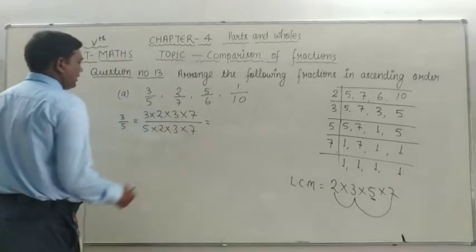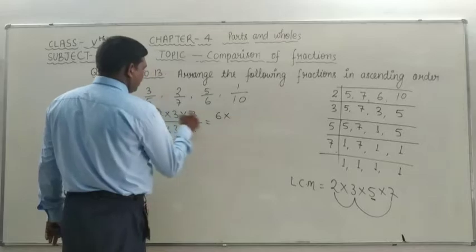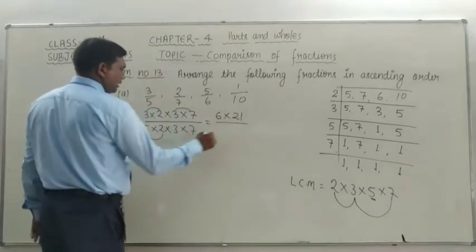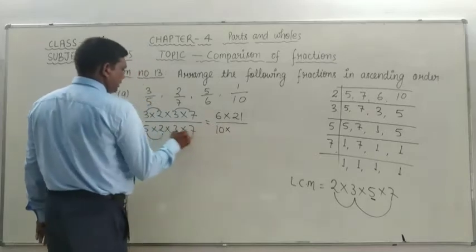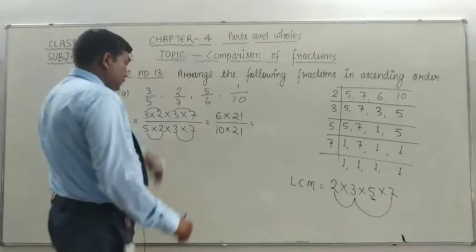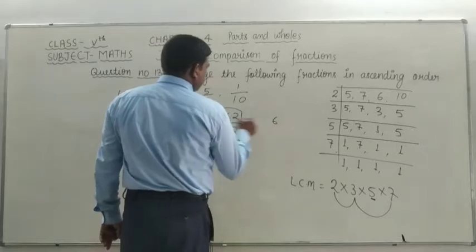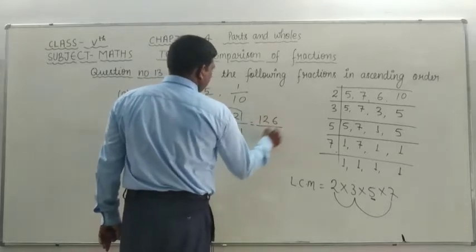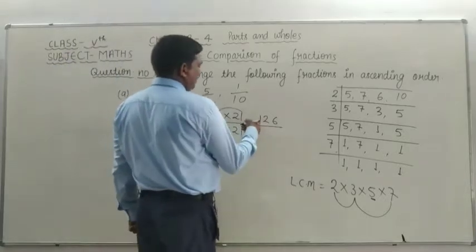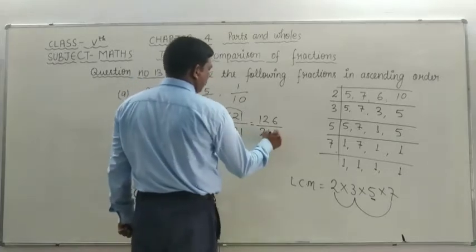After multiplying these we get 3 2s are 6 into 3 7s are 21, total upon 5 2s are 10 into 3 7s are 21. Okay, understand? After multiplying these we get 6 1s are 6, 6 2s are 12, 126. After multiplying these we get 126 and 21 10s are 210.